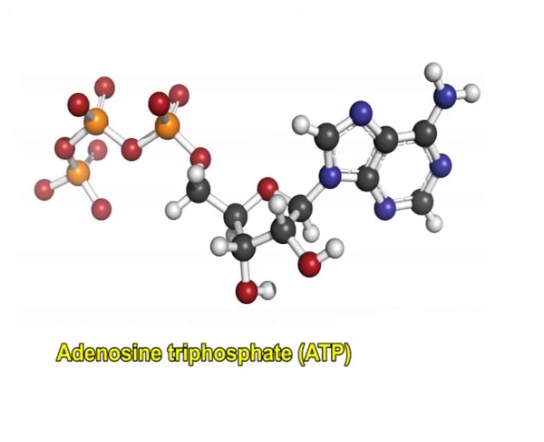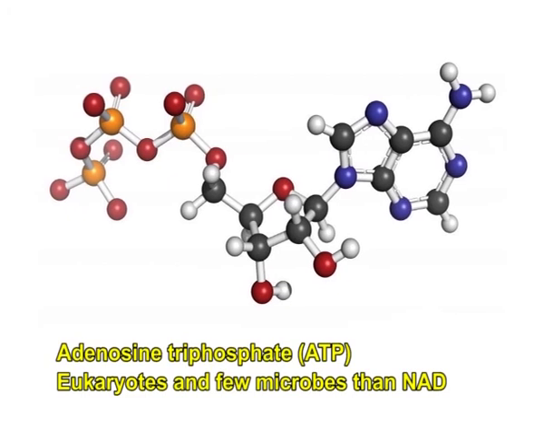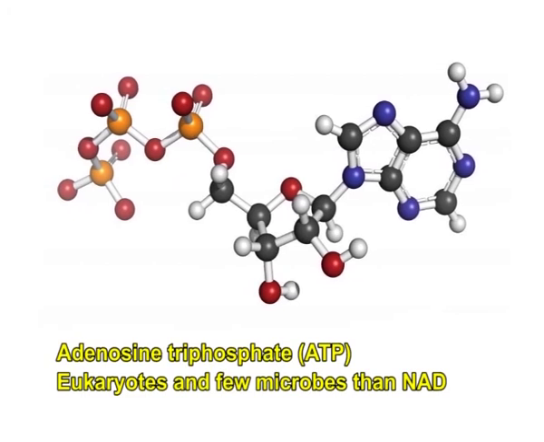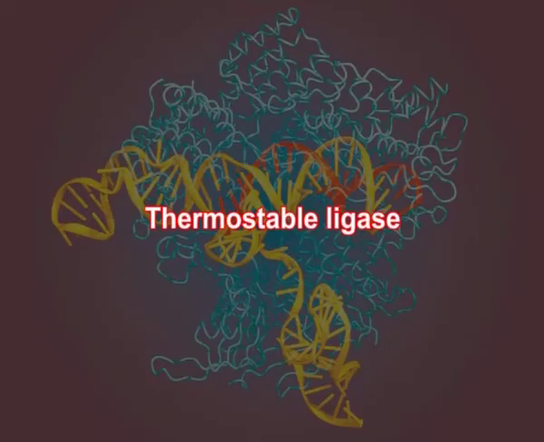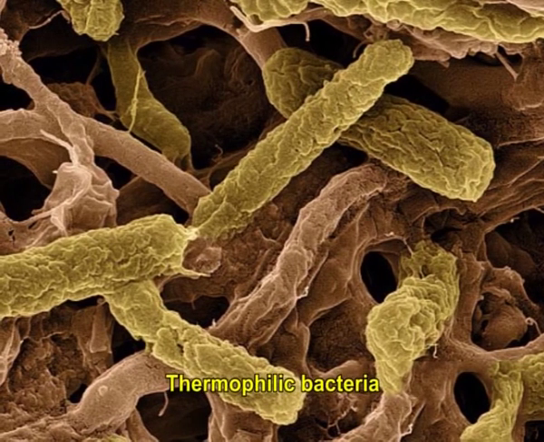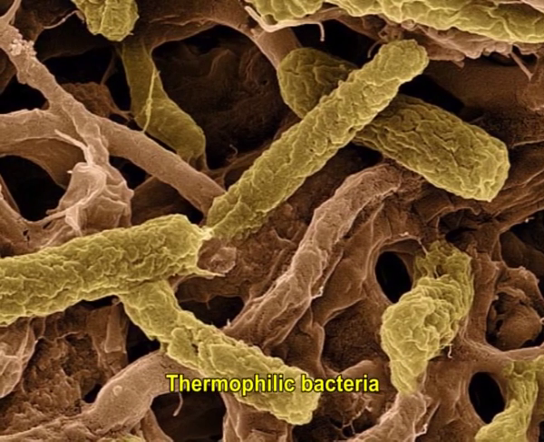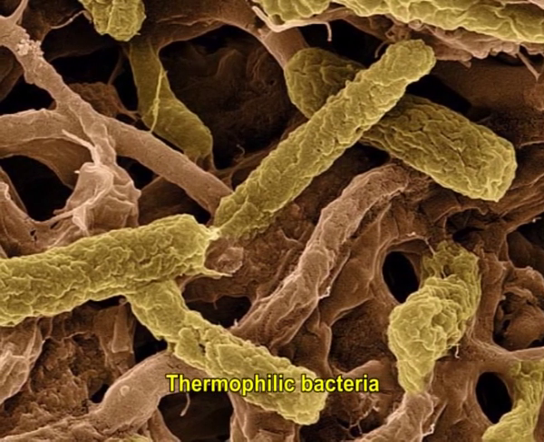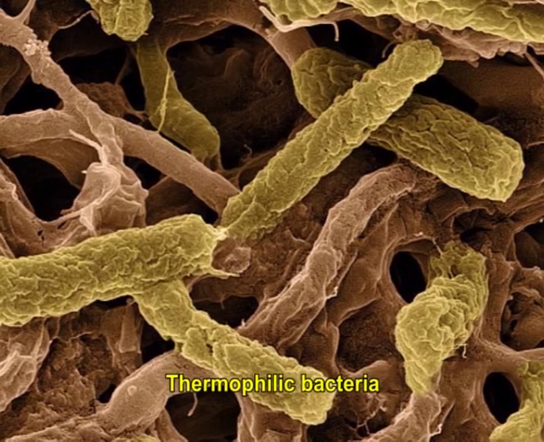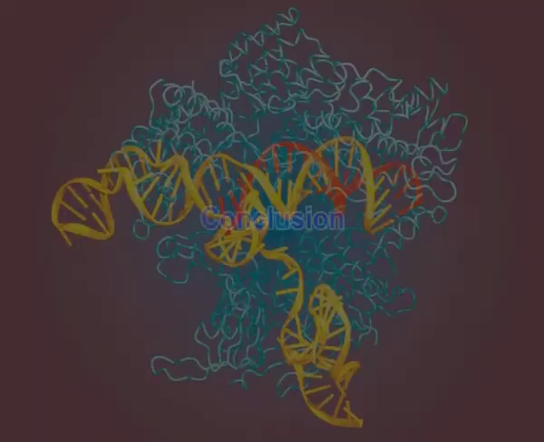Adenosine triphosphate is used by the DNA ligase from eukaryotes and a few microbes rather than NAD. Ligase from many thermophilic bacteria have been sequenced and cloned and are readily available commercially for use in ligase amplification reactions due to their thermostable properties.